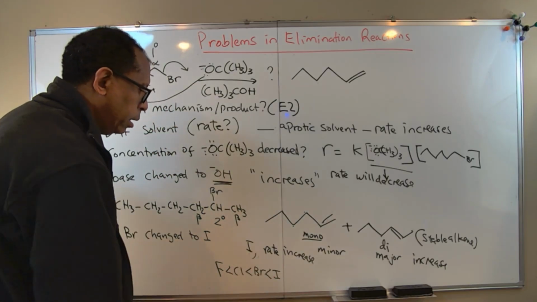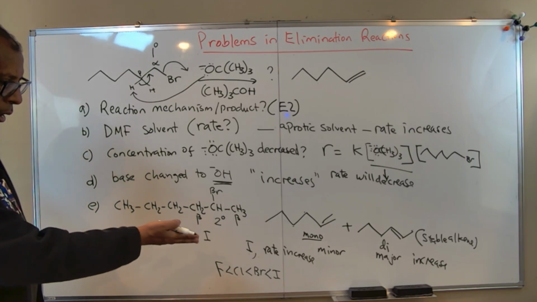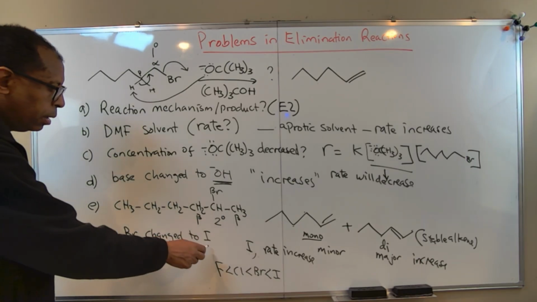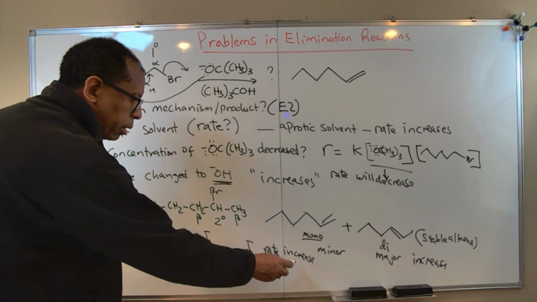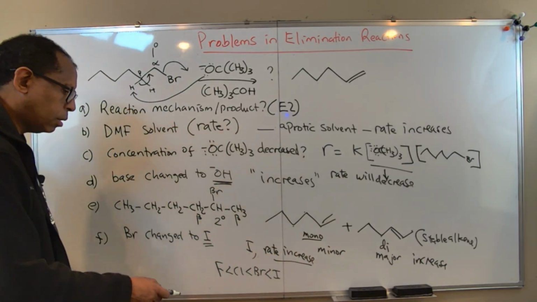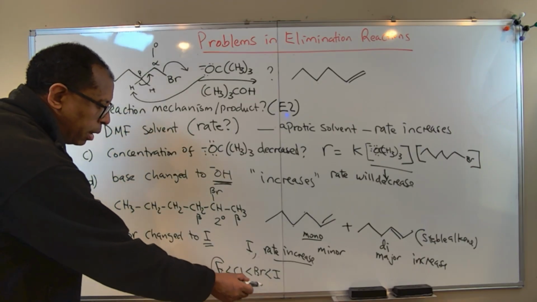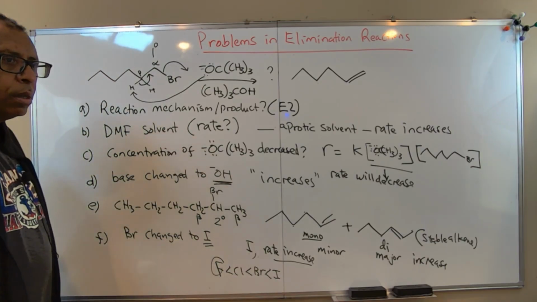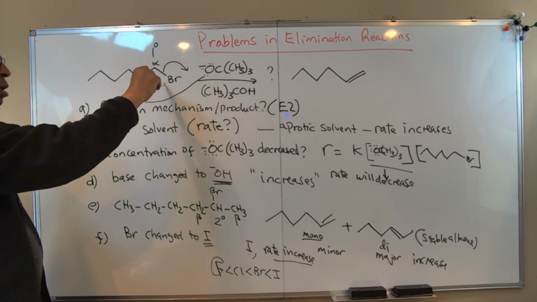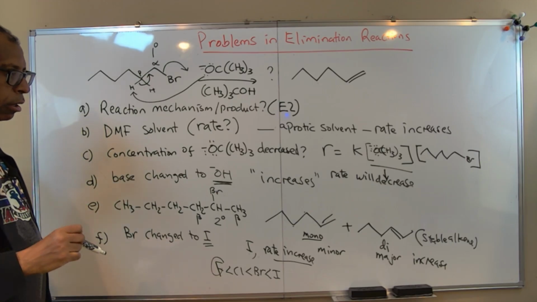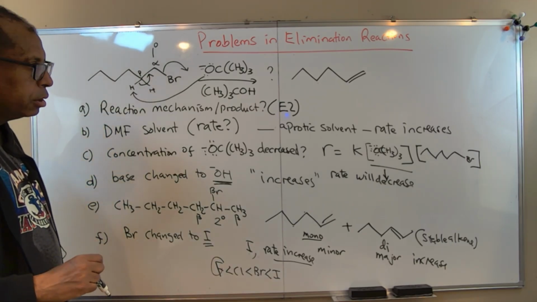So iodine is the fastest leaving group. As a leaving group, iodine is much better, therefore the rate would be increased. If you just look at fluorine, chlorine, bromine, iodine, iodine reacts the fastest. So if you change this into iodine, the rate of the reaction would be much faster. So we'll continue more on this.